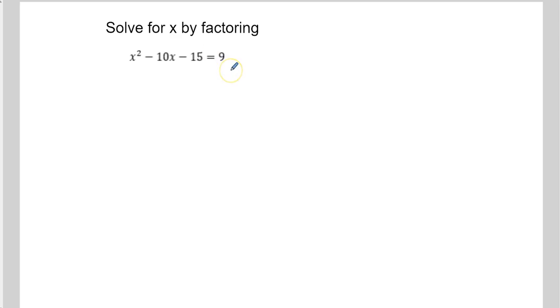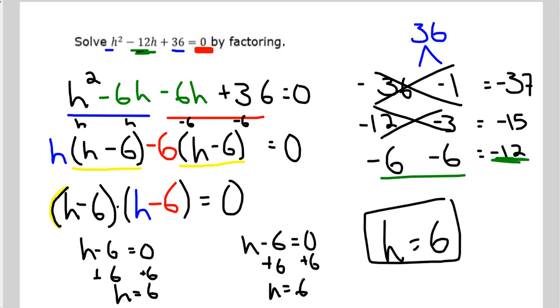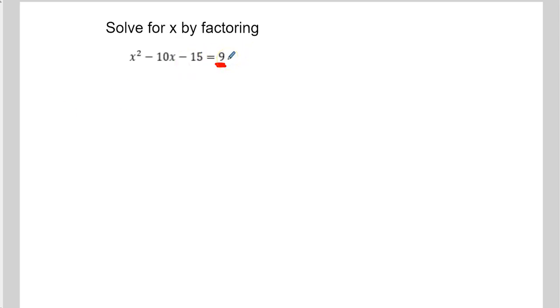We're going to solve this equation by factoring. Notice something here. Our equation is not set equal to 0. Our last one was. This is what's new for today. If our equation's not set equal to 0, we have a problem. We need our equation to be set equal to 0. So what we can do is manipulate the equation so our equation is equal to 0.